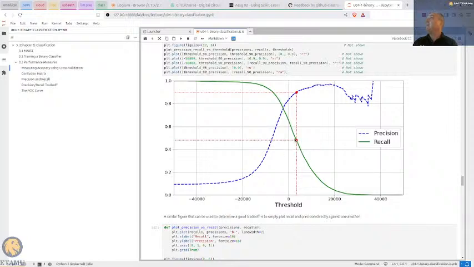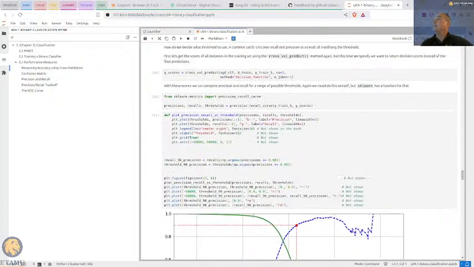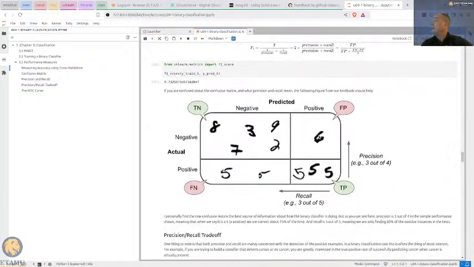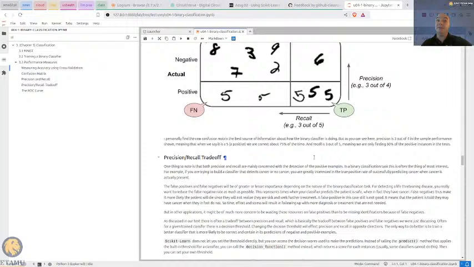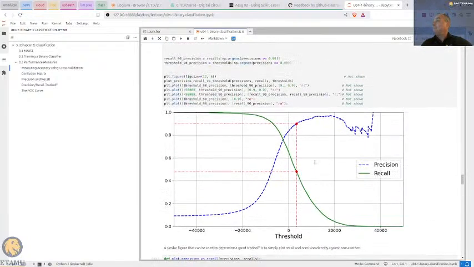Typically the default is 0. So for 0, you would get this measure for recall, 0.65 or something, and this measure for precision. But if I make it a little smaller, like negative 2,000, I can get perfect or almost perfect recall but bad precision. So I'll be making a lot of those type 1 errors, giving a lot of false positives. But for the cancer example I was talking about, that might be what you want to do.